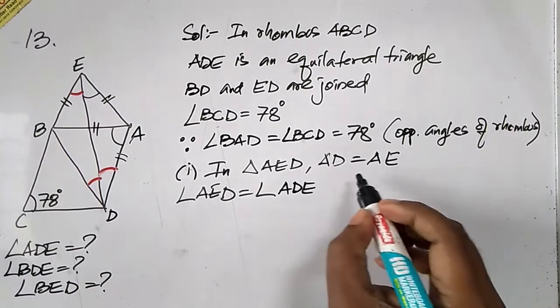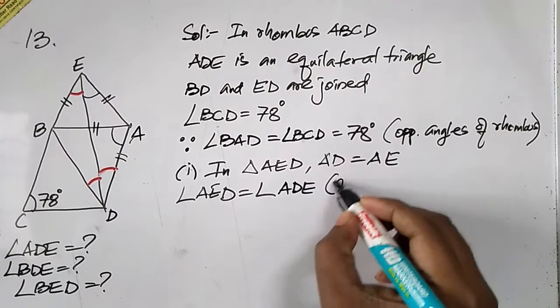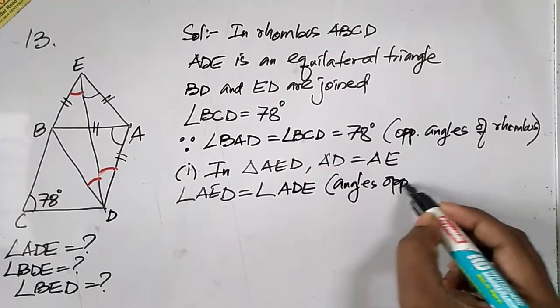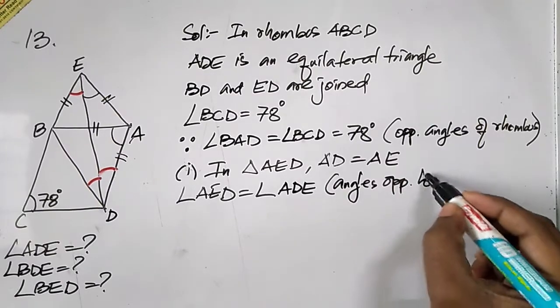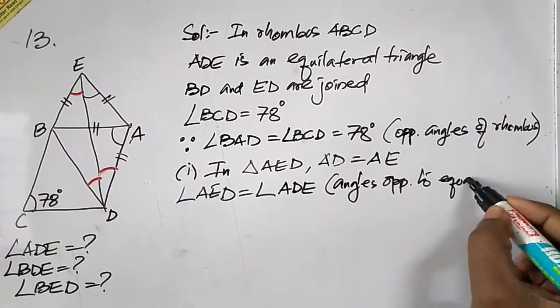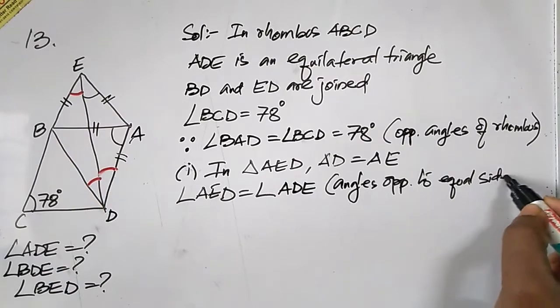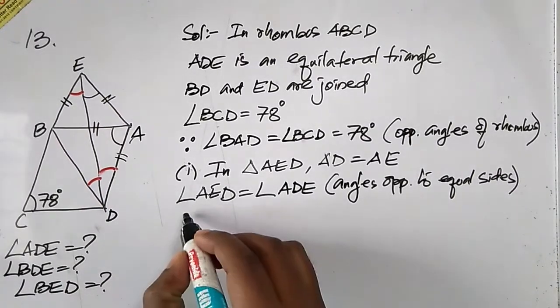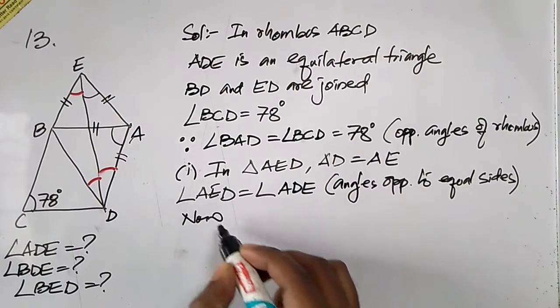Okay, so we have to write the reason here. Angles opposite to equal sides, they will be the same. Right, now I hope you have understood till here.